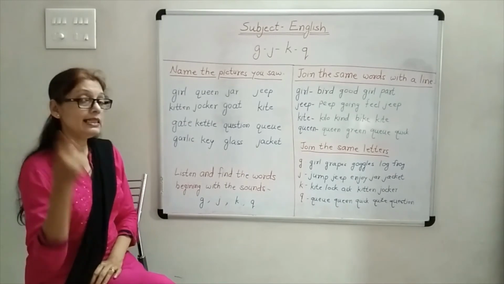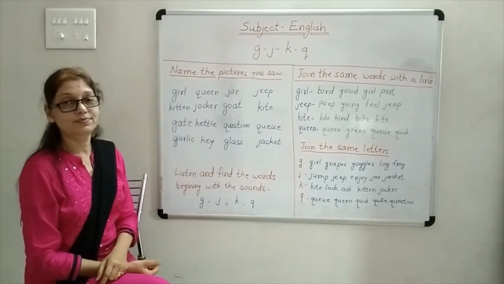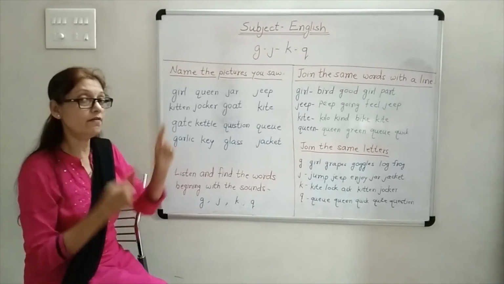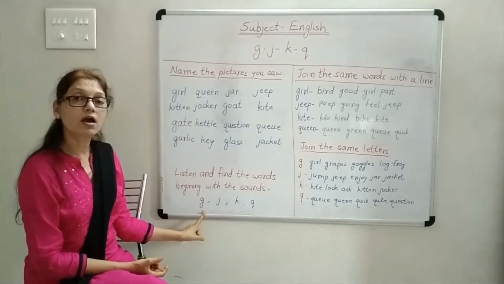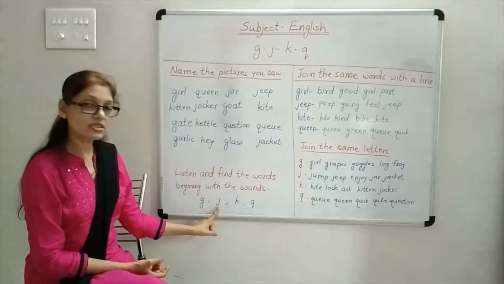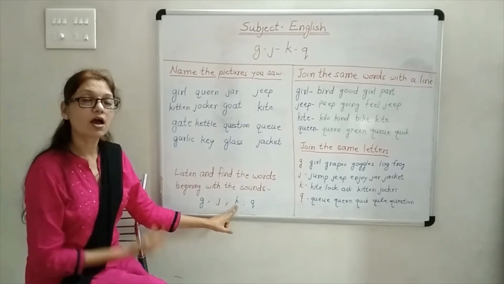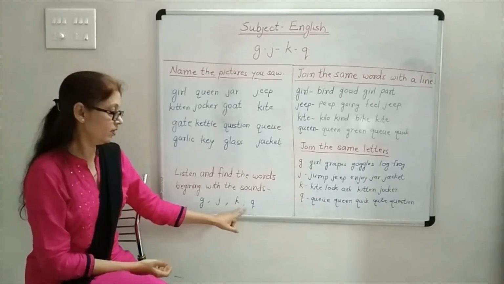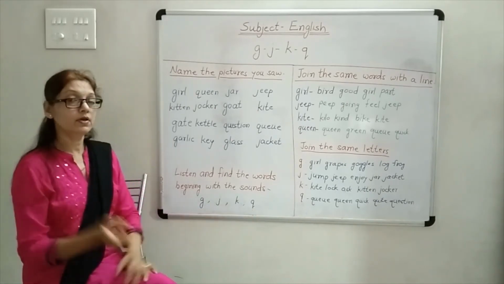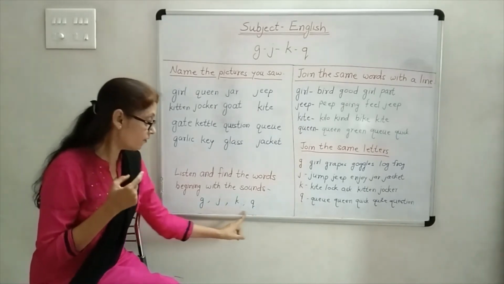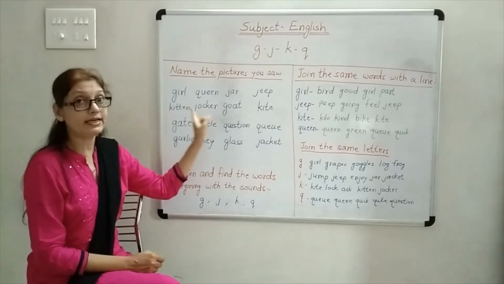Now you have to listen to the sound and find the word. Okay, listen to the sound and find the word. I'll say the sounds. G says g g, J says j j, K says k k, and Q says qu qu. Okay, now listen. I'll say one of these sounds and you have to find out these words.